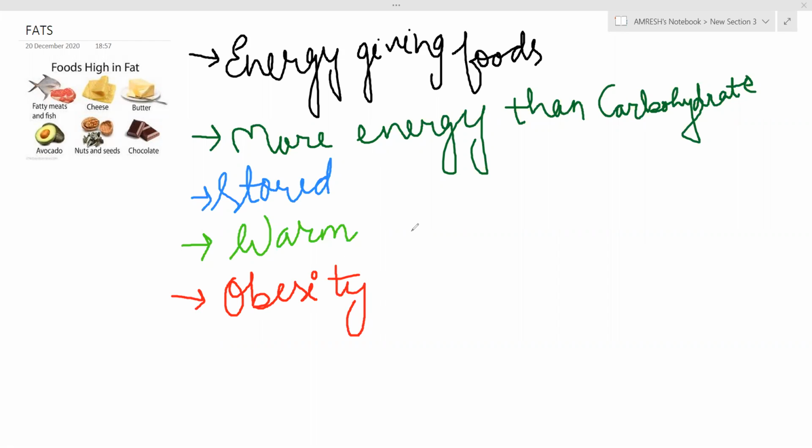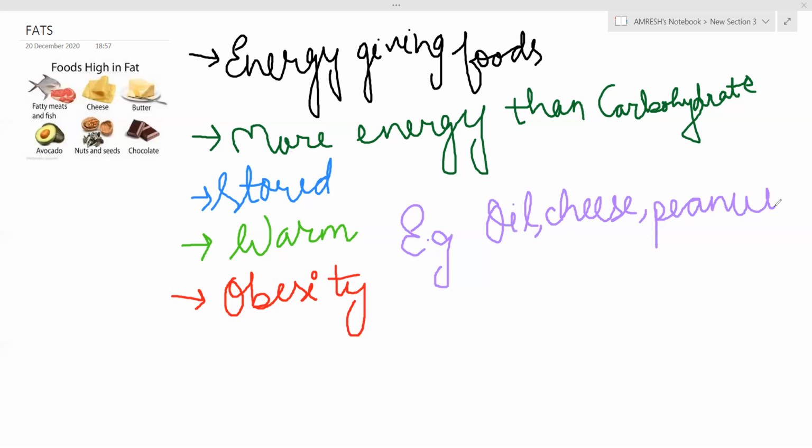Examples of fat. What are the examples of fat? There is a fat in the picture, but I will still write it. You can say oil. Oil contains a lot of fat. Cheese, butter, they all contain fat. Cheese, butter, peanuts are a good source of fat.